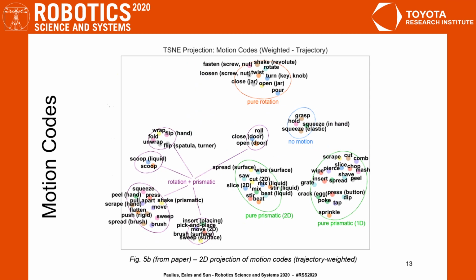In this example, we show a 2D projection of motion codes that prioritizes trajectory, and as a result, clusters of similar trajectory-type motions are formed. In short, with the motion taxonomy, we can define distance metrics that consider physical properties of motion. For a more in-depth discussion on these results, please refer to our paper.